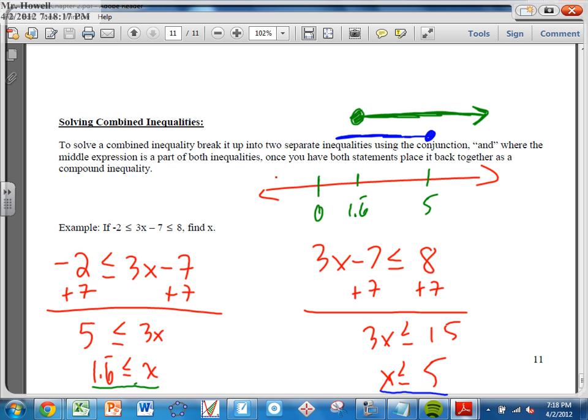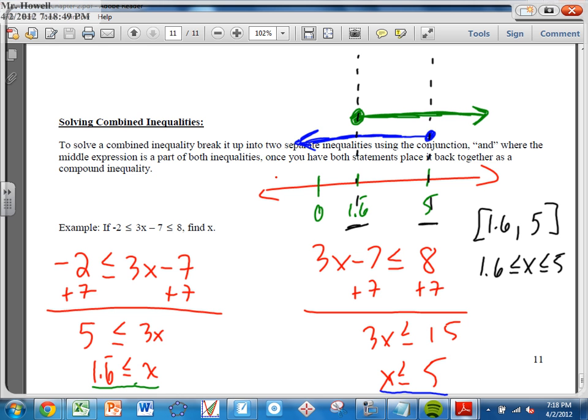backward. Well, you can't have more than one of these regions because we want a solution that has the word and here. So what we have to do is think about this. Where do they overlap? And clearly they overlap from 1.6 to 5. So in interval notation, which many of you know from this year, my solution set would be bracket 1.6 comma 5 bracket. Fine. But in set notation, which is what the SAT tends to use, I would write it as 1.6 less than or equal to x less than or equal to 5. So either one of those solutions are fine.